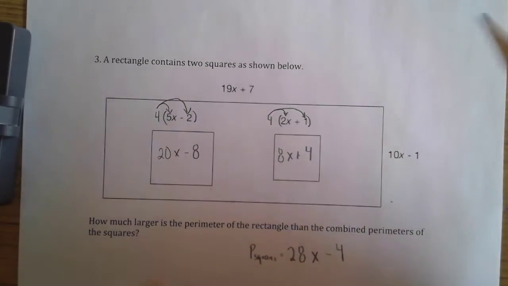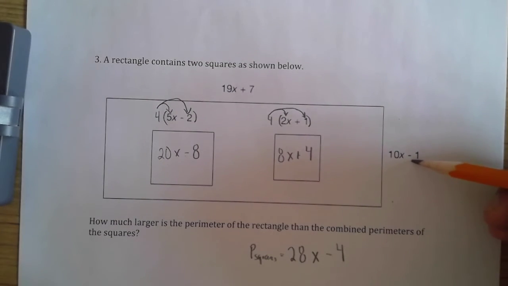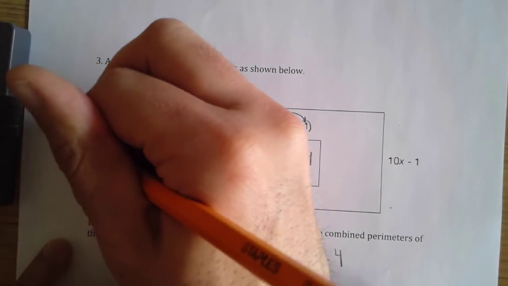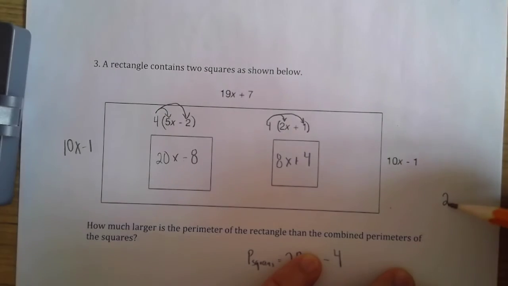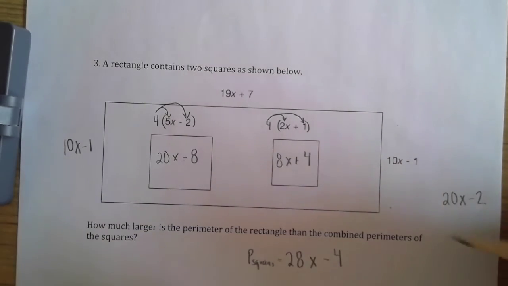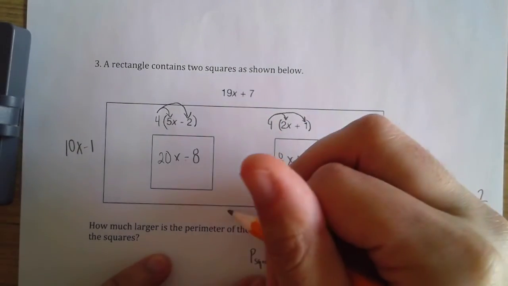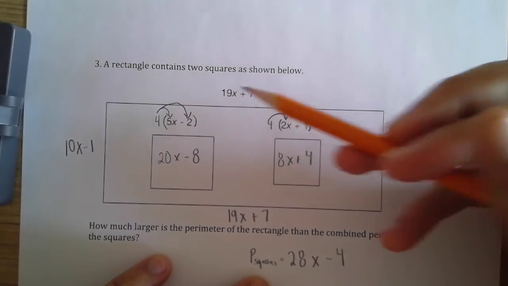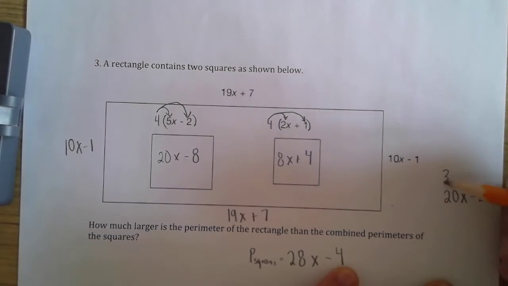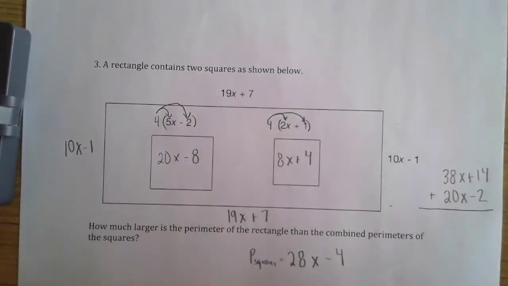Now, of course, that's not the only thing I need to do. I also need to do the perimeter of the rectangle. If this length is 10x minus 1, then this one is also 10x minus 1. And when you combine both of those, that means that I have a total of 20x minus 2. Now those are just the lengths. I still need to worry about the widths. If my width is 19x plus 7, then my other width is 19x plus 7. When you combine these two, you have a total of 38x plus 14. Beautiful.